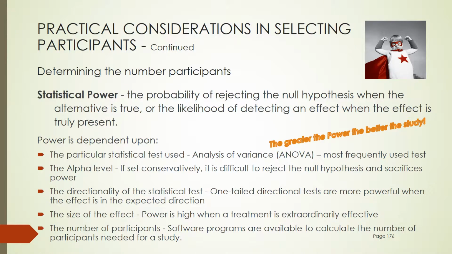Power is the ability of a statistical sample to detect relationships or differences. It answers the question, is the sample size sufficient? Statistical power is the probability of rejecting the null hypothesis when the alternative is true. Here is a list of the factors that influence power.